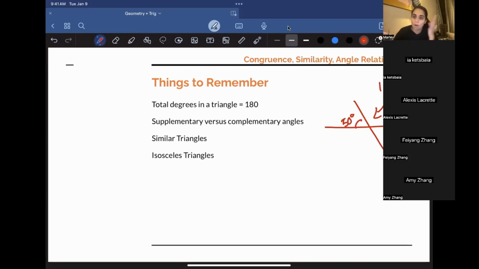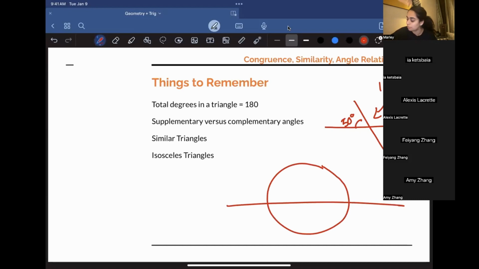And why is it 180? It's because a circle is 360 degrees. And if you put a line right through it, this is 180 degrees, and this is 180 degrees.